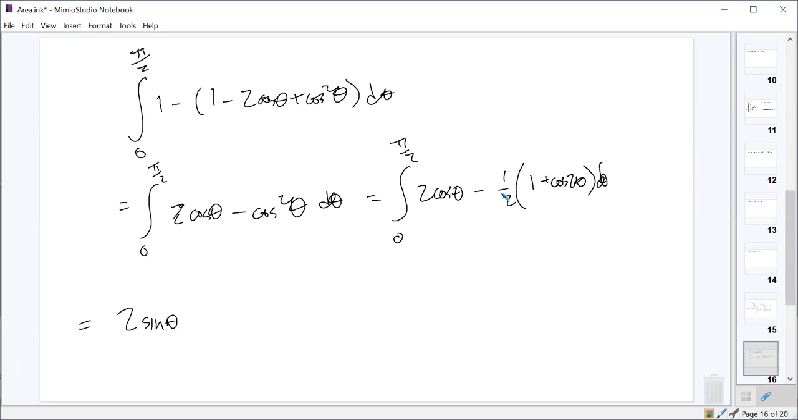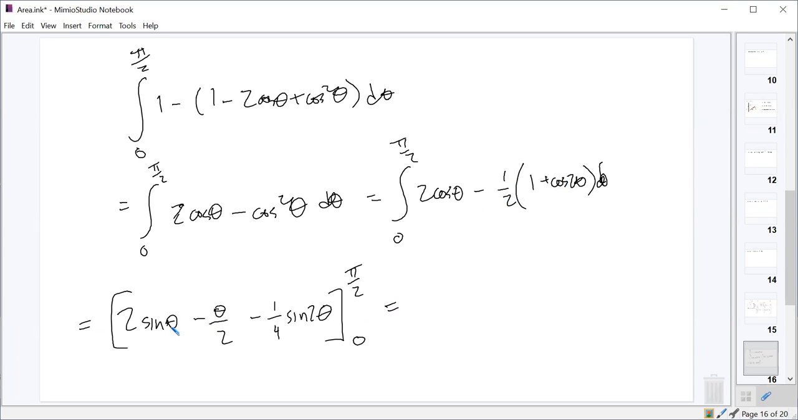This is a 1/2, so that's just going to be a minus theta over 2. And this is minus 1/2 cosine 2 theta, which ought to be minus 1/4 sine 2 theta. And that's got to all be evaluated from 0 to pi over 2.